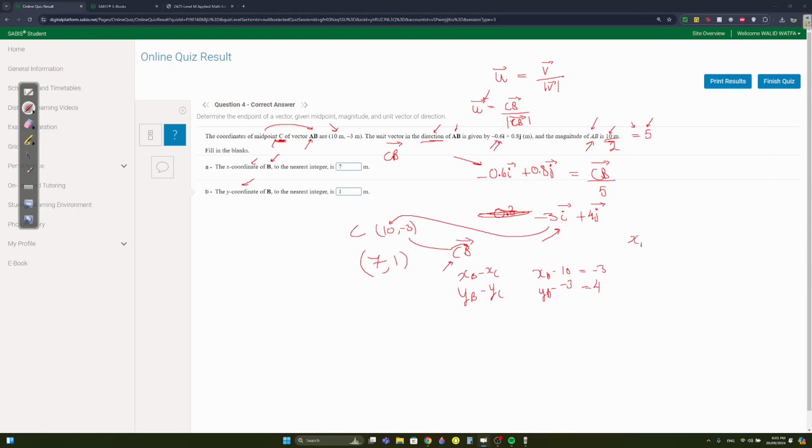You're going to get x of B equals 7, and y of B equals 4 minus 3, where minus 3 becomes plus 3, so 4 minus 3 is 1. Yeah, you get x of B equals 7, y of B equals 1.